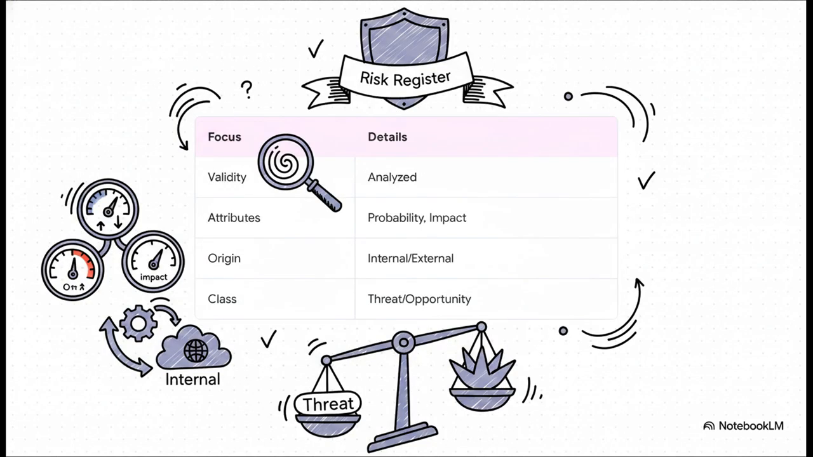But you aren't just making a simple list of names. Your risk register has to validate the evidence. You must examine vital attributes, like the probability of the risk, its potential impact, and its urgency. You've got to trace its origin. Is this an internal process issue or an external market force? And, for sure, you must strictly classify each entry as either a threat we need to mitigate or an opportunity we absolutely want to capture.